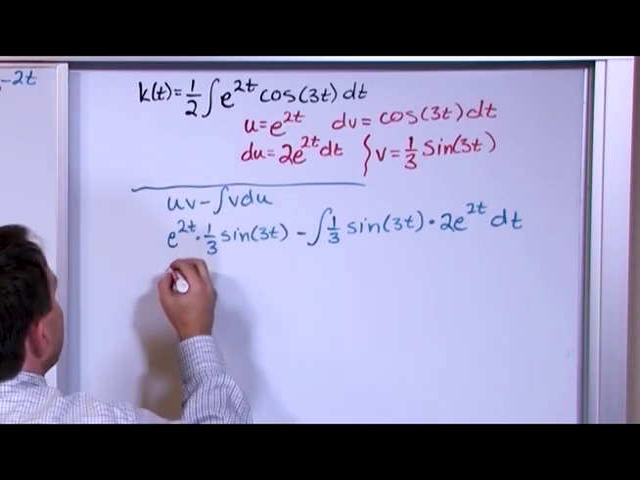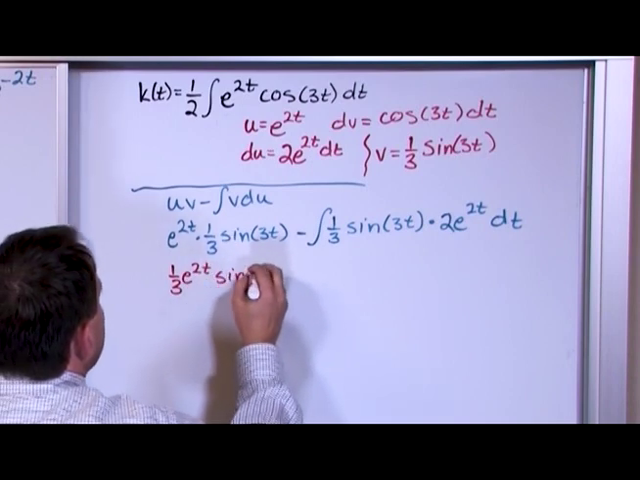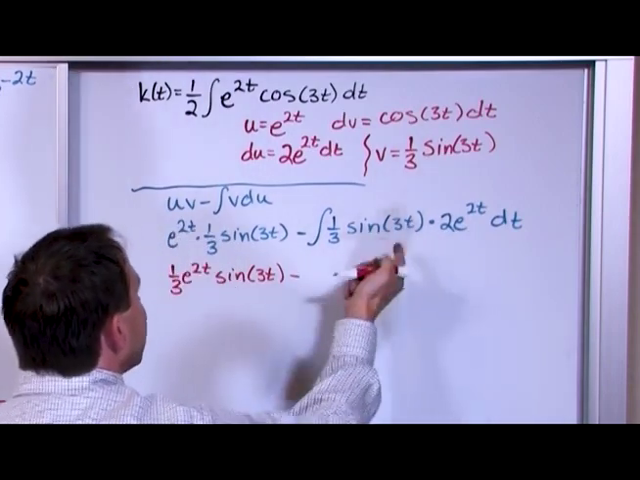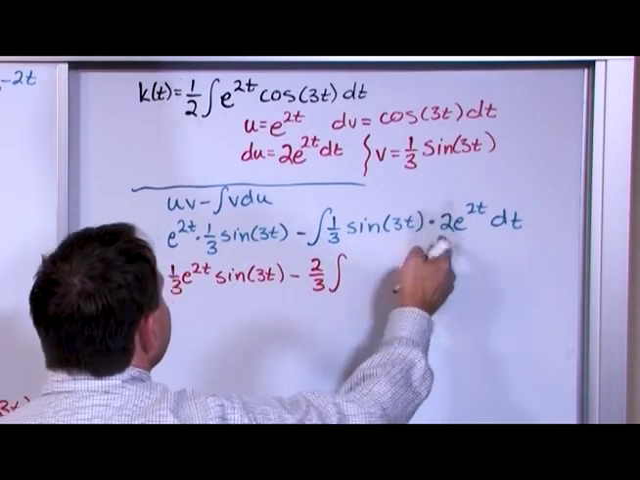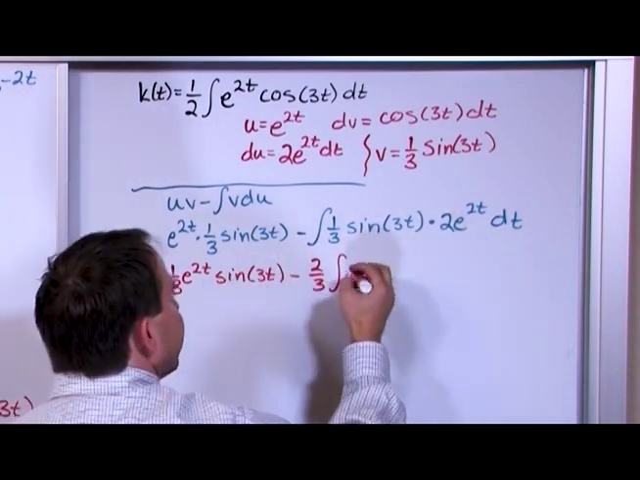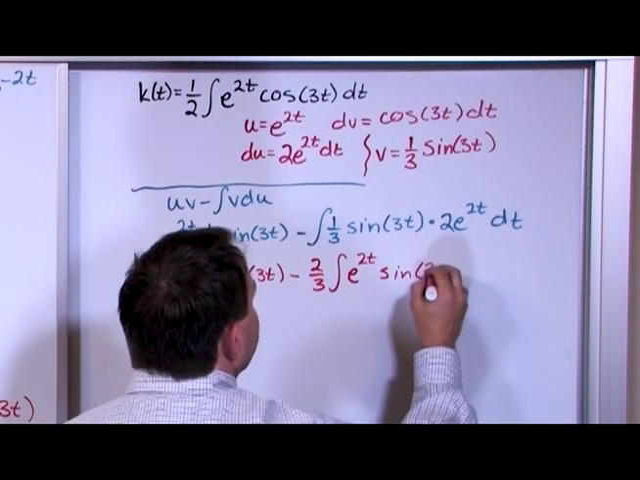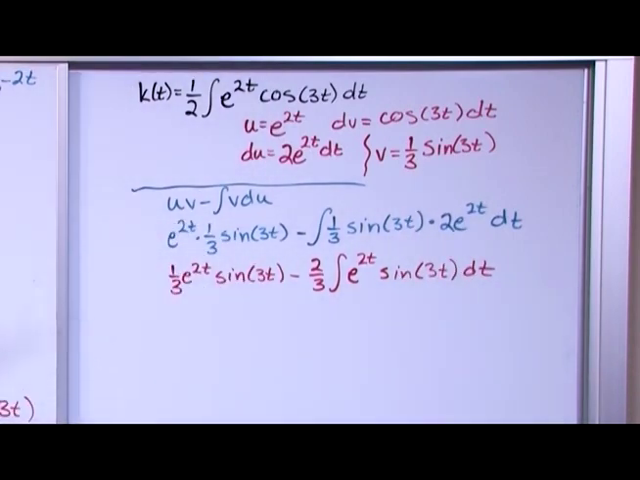So here we have 1/3 e to the 2t times the sine of 3t minus 1/3 times 2, which gives me 2/3. I'm going to pull it outside the integral: 2/3 times the integral. Just to keep it consistent, I'll write the exponential in front: e to the 2t times the sine of 3t dt. So we have 1/3 e to the 2t sine 3t minus 2/3 integral e to the 2t sine 3t dt. What a mess, okay?